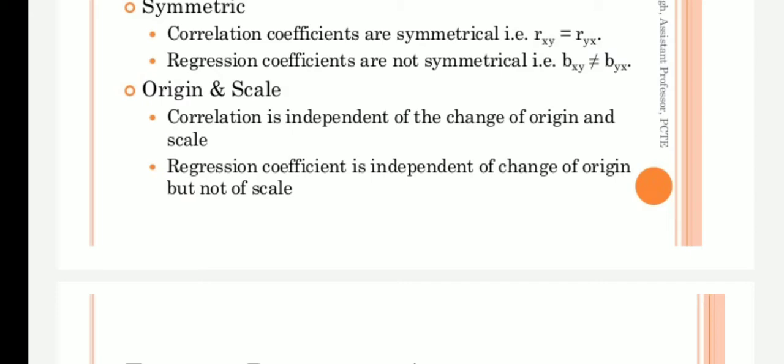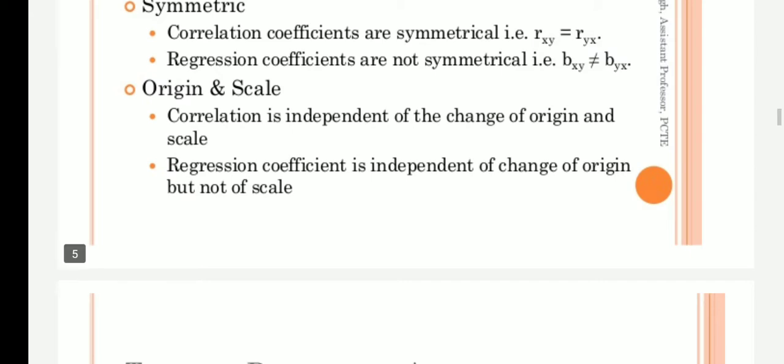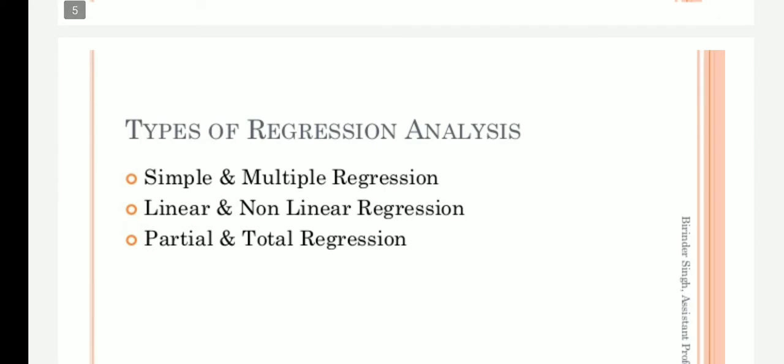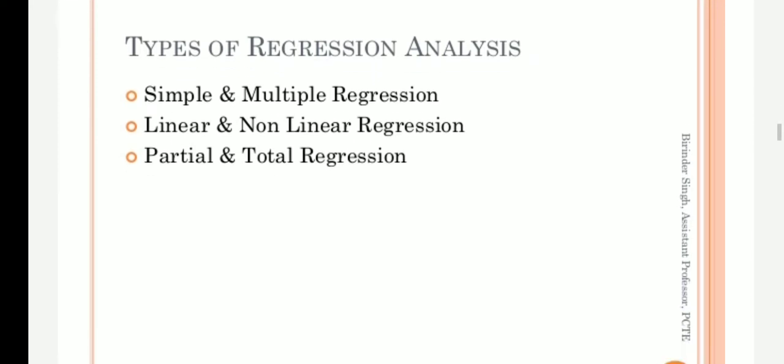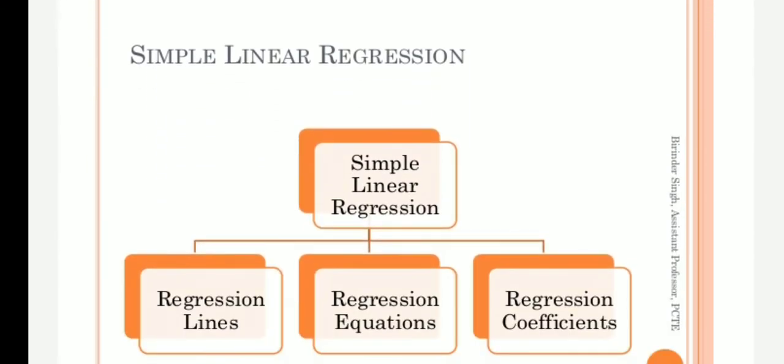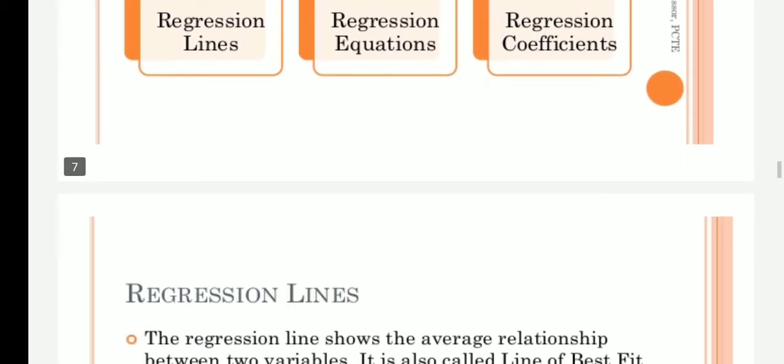But regression coefficient is independent of change of origin but not scale. Now types of regression: simple and multiple regression, linear and non-linear regression, partial and total regressions. Now simple linear regression. Again, simple linear regression can be split into three: regression lines, regression equations, and regression coefficients.